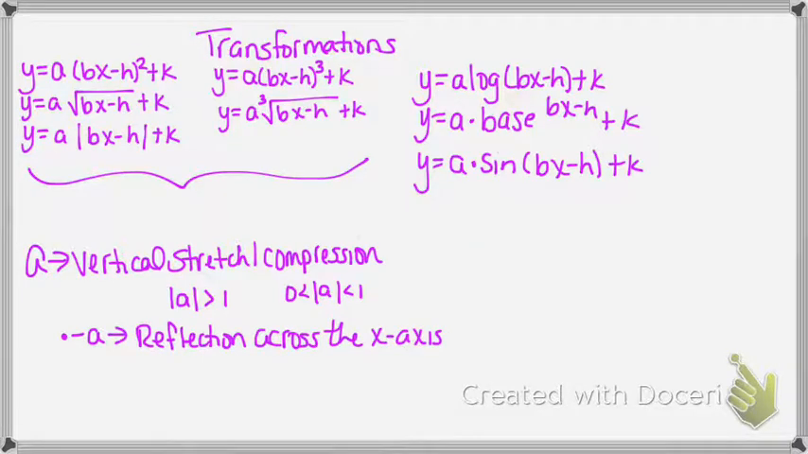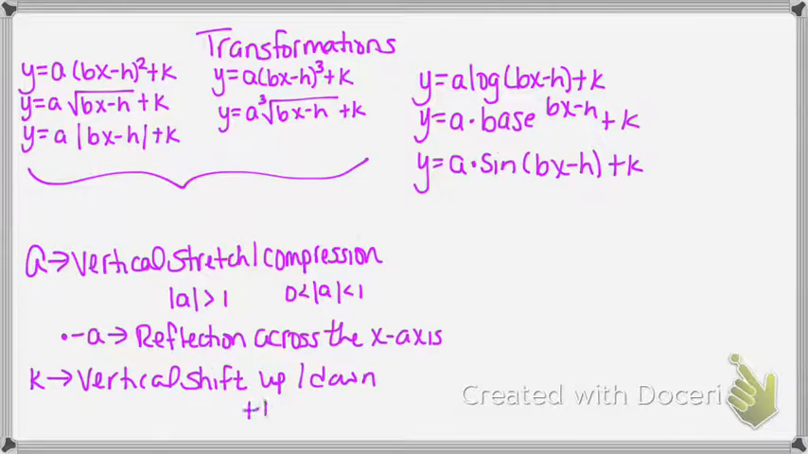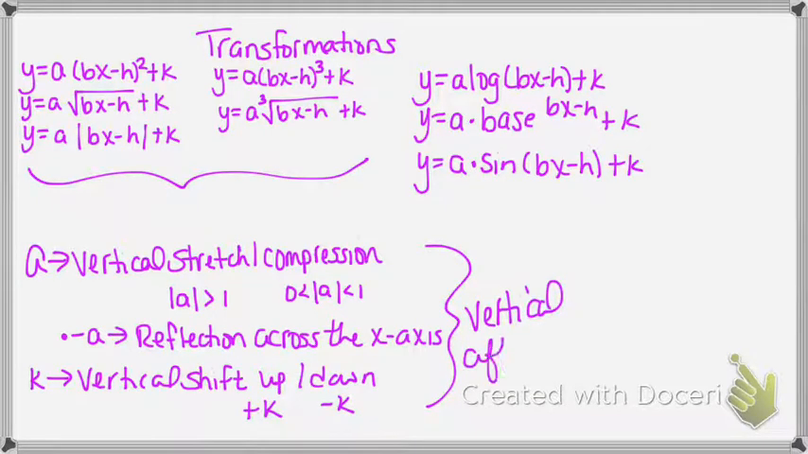All right, and then I'm going to jump and talk about K. Because K is also not in the parentheses, therefore it is vertical. But K is being added or subtracted, which means it's going to be a shift. Now vertical shifts will go up or down. So if it's a plus k, it'll go up, and if it's a minus k, it's going to go down. These two are vertical, so they're going to affect my y value.